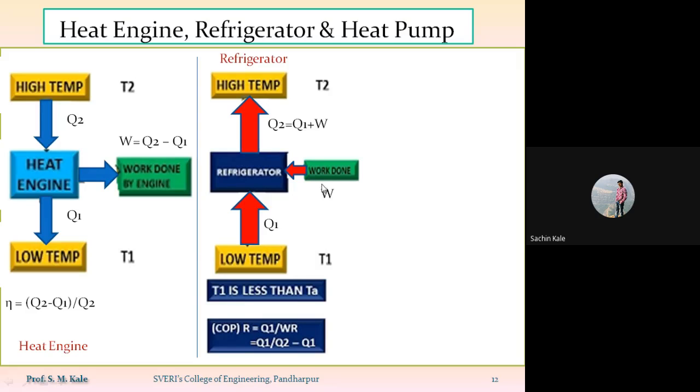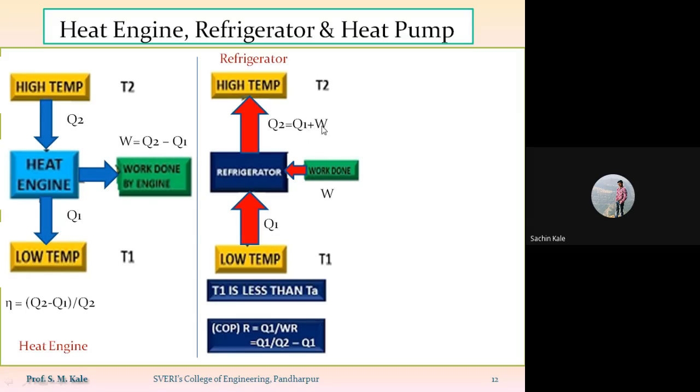Now, if I provide W as the amount of work on the refrigerator, then according to the first law of thermodynamics, that work gets converted into heat, and because of that, the amount of heat rejected from the refrigerator has a higher value than the amount of heat absorbed. So the value of Q2 will be equal to Q1 plus W. Using this equation, the value of W will be equal to Q2 minus Q1.